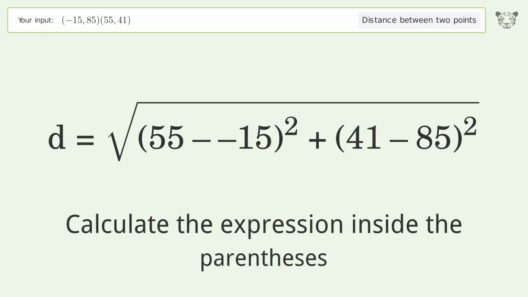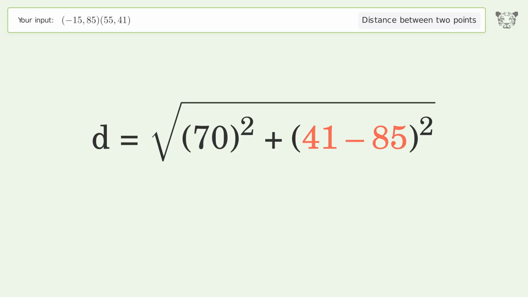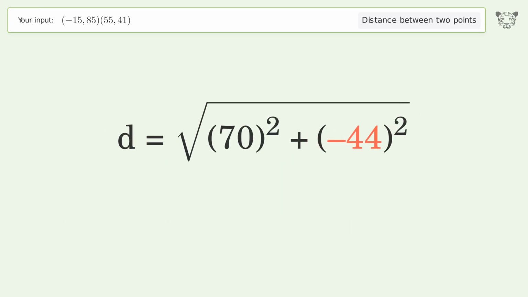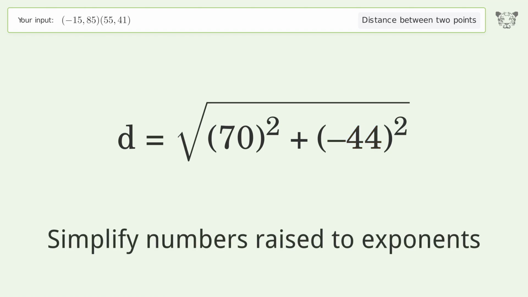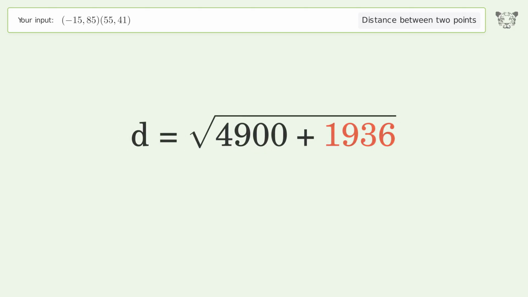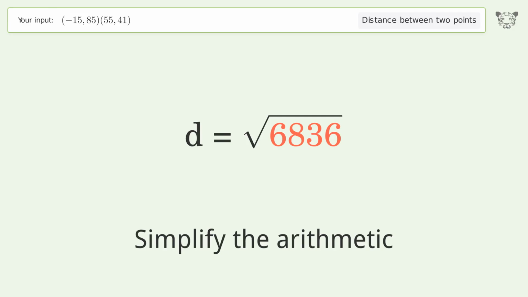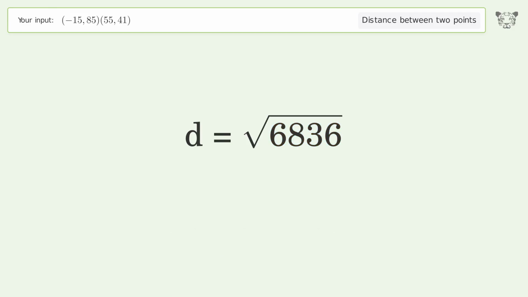Calculate the expression inside the parentheses. Simplify numbers raised to exponents. Simplify the arithmetic. And so the distance between the 2 points is the square root of 6,836, or 82.68.